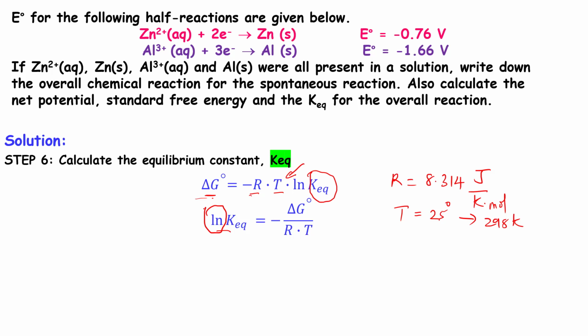So if you want to get rid of ln, the best way to do it is raise both sides of the equation to the power of e. So if you raise both sides to the power of e, then we can get rid of the ln. So how does that look like?